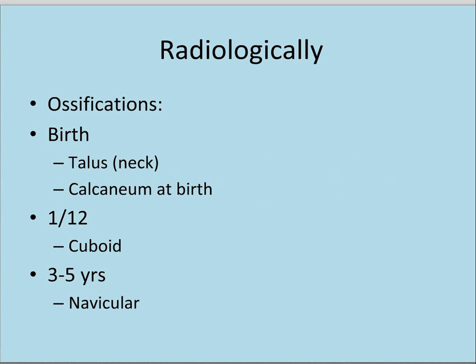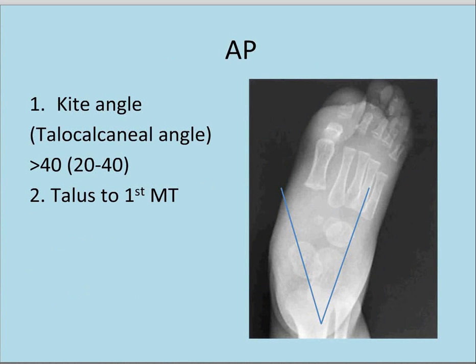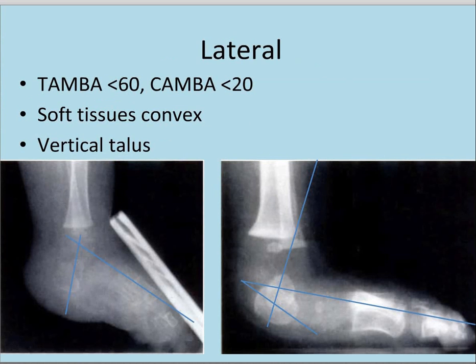I don't know if that projects very well, but on the AP you can measure a kite angle, which is a talocalcaneal angle. It's pathological if it's greater than 40, although a lot of these are borderline in congenital vertical taluses. On the lateral, this is usually where the money is. These two angles here are called the talar axis metatarsal base angle, or first metatarsal base angle, and it's essentially looking at the talus and the metatarsal base and the angle they make, and this is the calcaneal angle, metatarsal base angle. A suggestion of what normal should be.